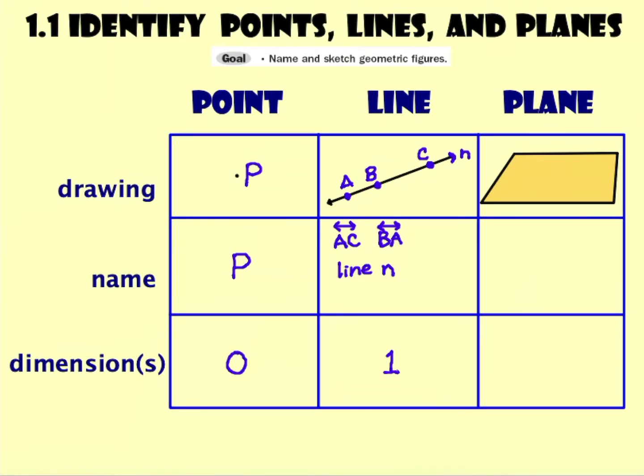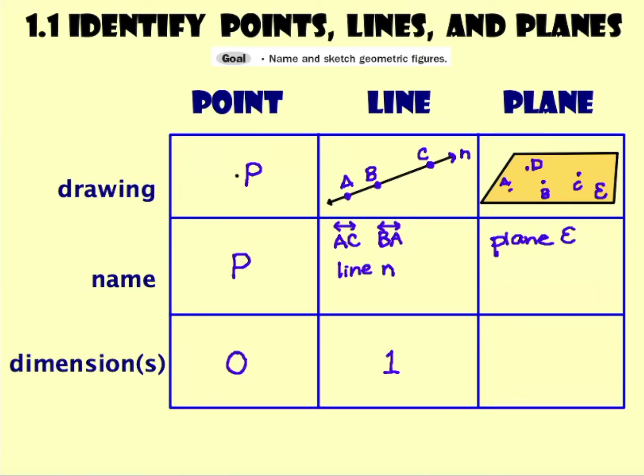On a plane, we're out of capital letters and we already used lowercase letters, so maybe a scripty or a bold letter. So maybe we'll call this plane E. Another way to name is if you can find some points that are on a plane. So if those are points A, B, C, and D.